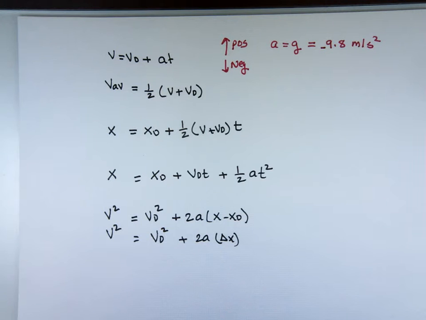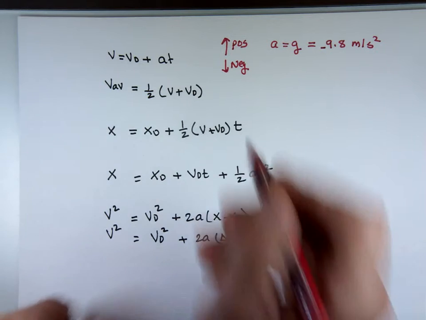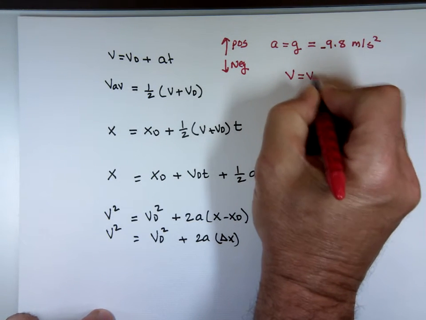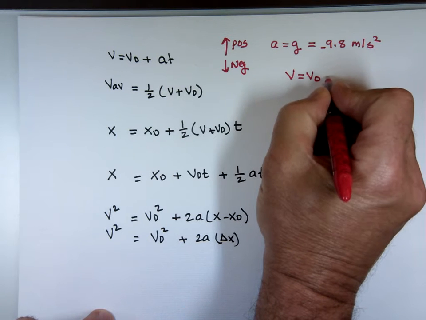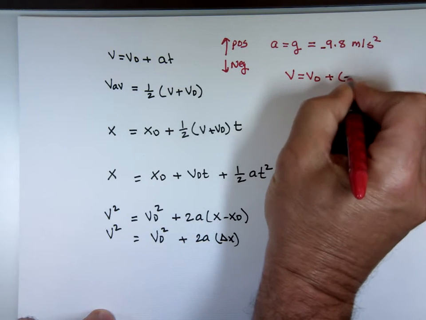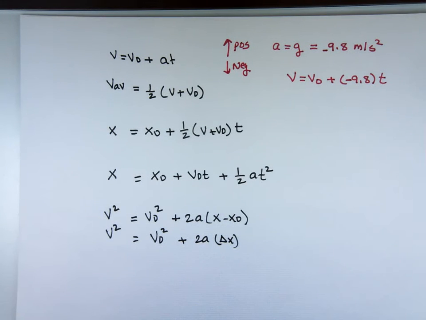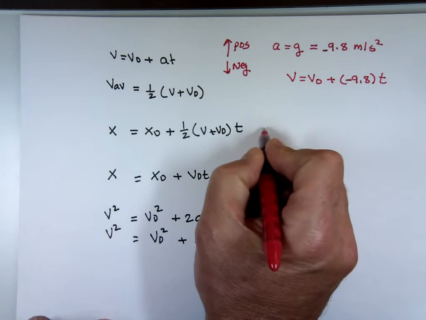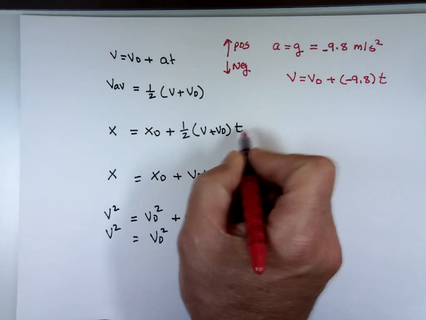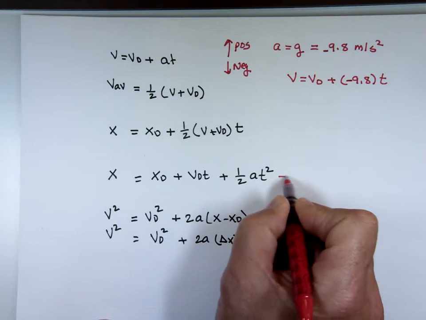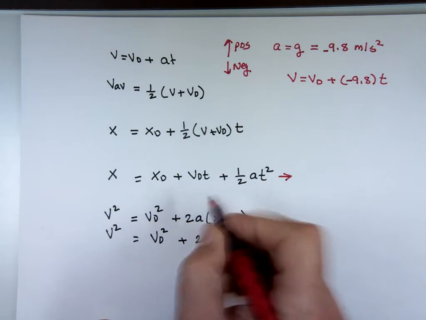So these equations that you see here, I can change them now when we're talking about free fall to v equals v0 plus negative 9.8 times t, because gravity is negative 9.8. Or I can say g times t. This equation here doesn't really change. There is no acceleration in it. It stays the same. But this equation here, well, this one might change.